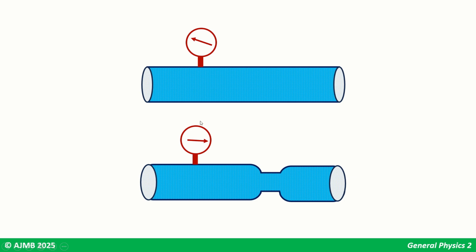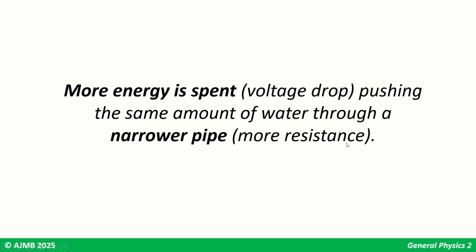So you would spend, there's a greater pressure requirement for you to push the same amount of water through pipe B. In circuit terms, that is called voltage drop. More energy is spent pushing the same amount of water through a narrower pipe. Okay, so if you have more resistance, that is more voltage drop.